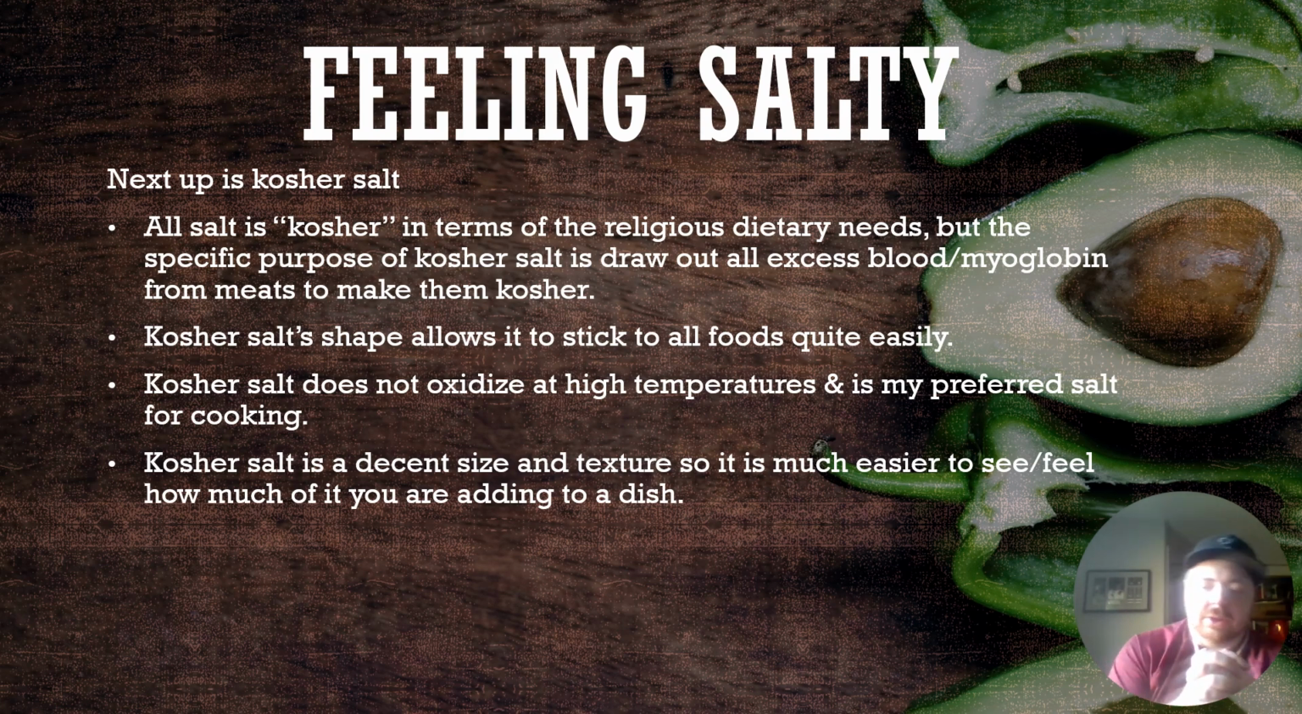You'll be able to tell that when you take a steak, put your table salt on it, although you're going to ruin it, or half the steak, and then take the other half and sprinkle with kosher salt and see which one draws out more moisture. You're going to notice pretty quickly that, within an hour or two, the kosher salt is taking out more moisture. Kosher salt does not oxidize at high temperatures. Again, it is my preferred salt for cooking.